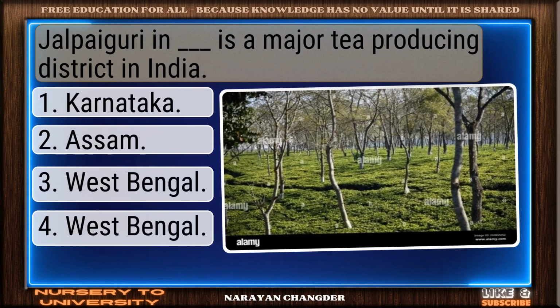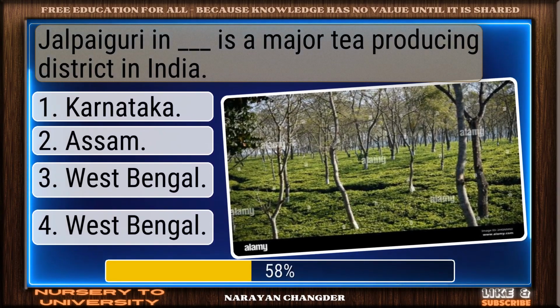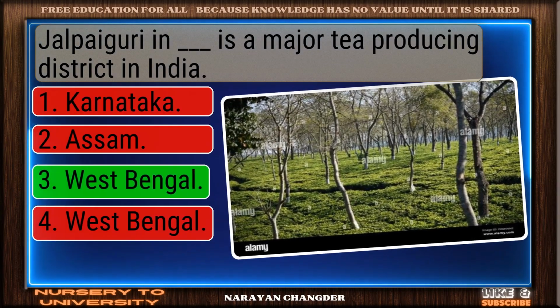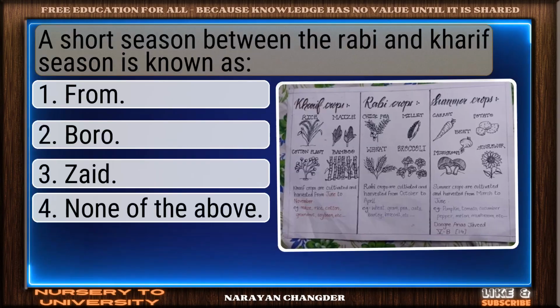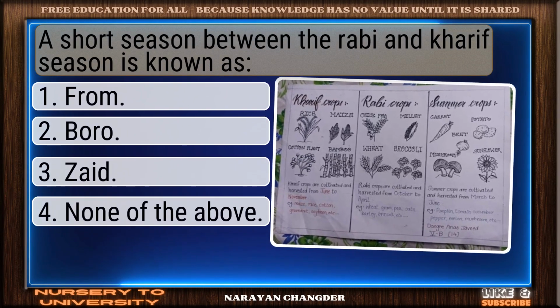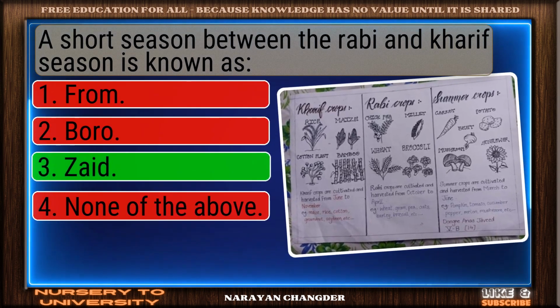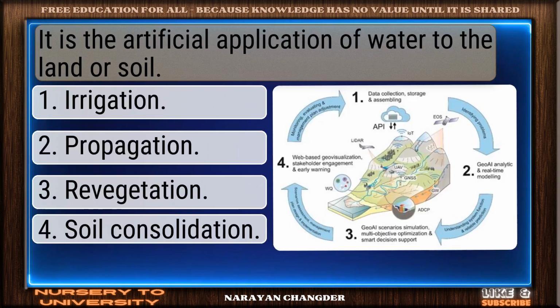Jalpaiguri in dash is a major tea producing district in India. Smart pick. West Bengal is correct. A short season between the Rabi and Kharif season is known as? Excellent. Zaid is well reasoned.